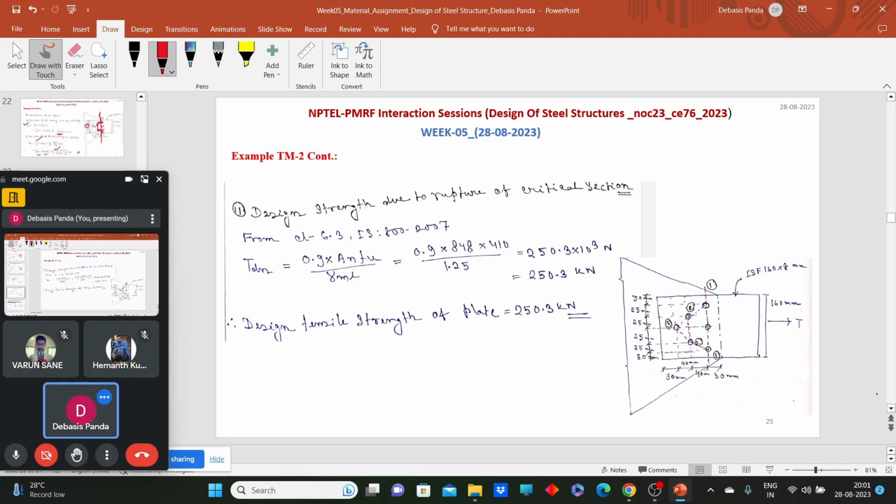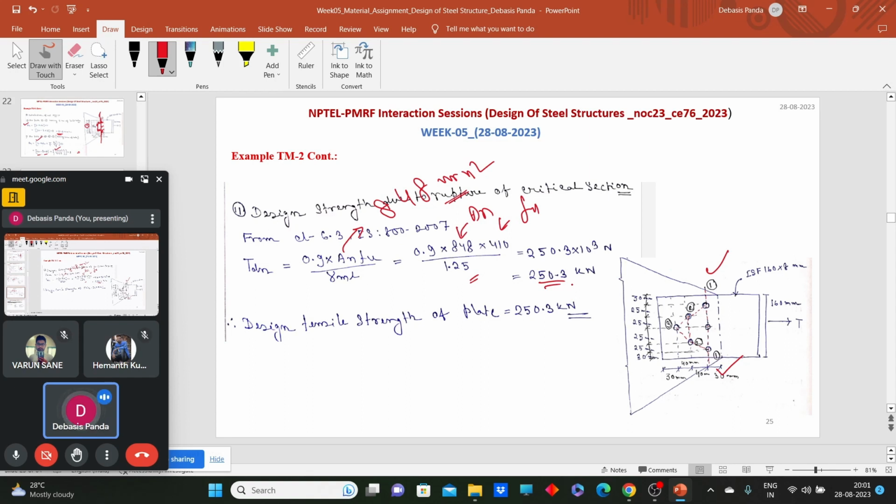Now, what will be the design strength due to rupture at the critical section? We know that our 1-1 section is the critical section. What was the A_n for this 1-1 section? We have calculated the A_n value as 848 mm square. So put all these values: 0.9 into A_n into f_u by 1.25. So the T_dn value comes as 250.3 kilonewton.